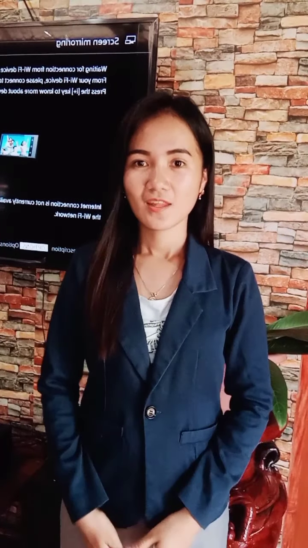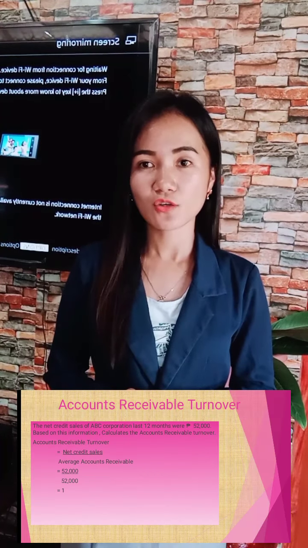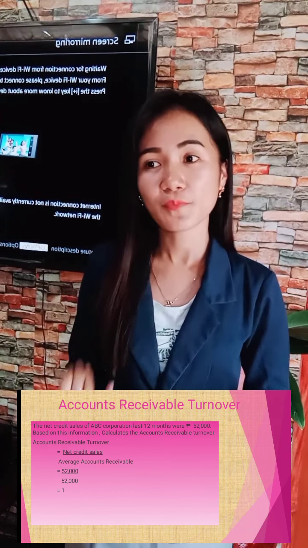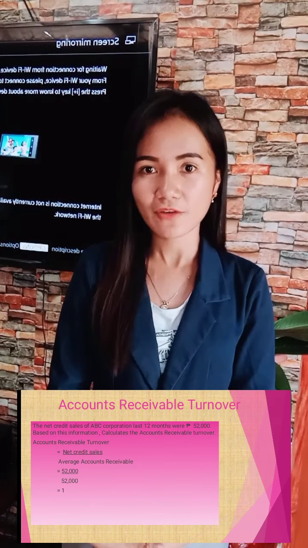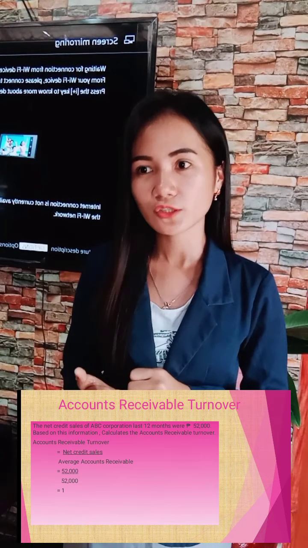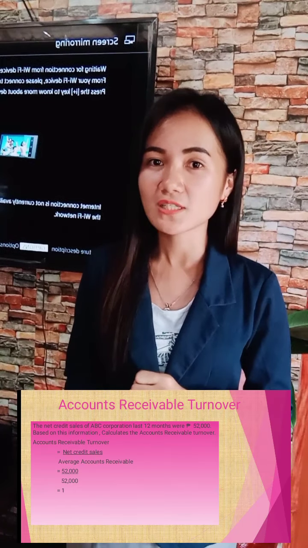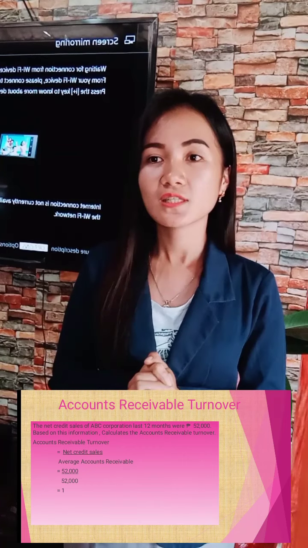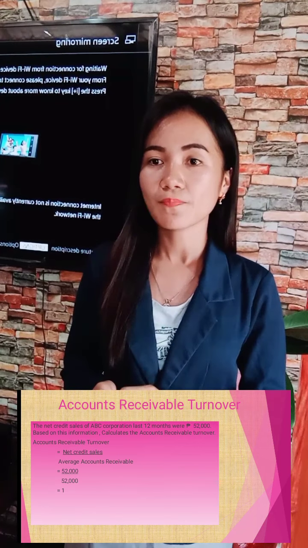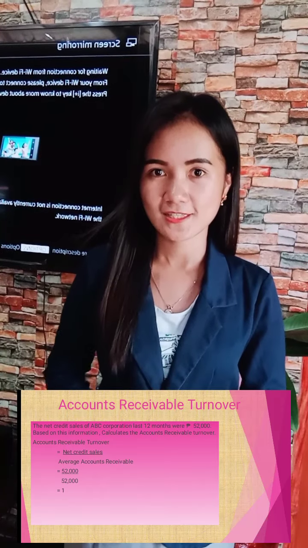of sales. And now, for the accounts receivable turnover, the net credit sales of ABC Corporation in the last 12 months were 52,000 pesos. Based on this information, calculate the accounts receivable turnover. So the formula is accounts receivable turnover equals net credit sales divided by average accounts receivable. So the ABC Corporation accounts receivable turned over 1 time during the past year, which means that the average account receivable was collected in 365 days.